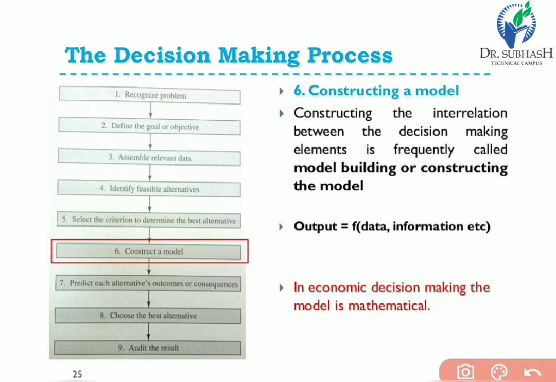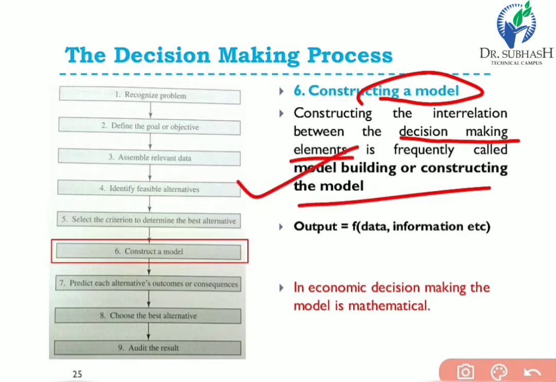The sixth step is constructing a model. Constructing a model means constructing an interrelation between the decision making elements. It is frequently called model building, in which we create a model rather than directly applying our decision. Here we choose an equation for it: output is equal to a function f of data and information, etc.